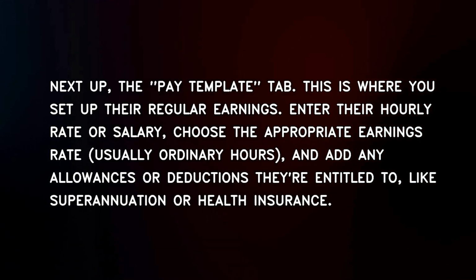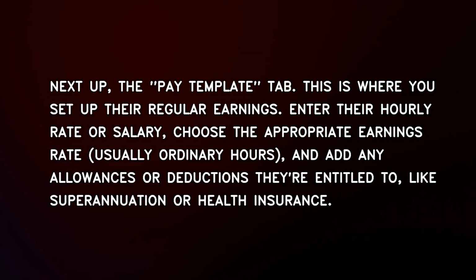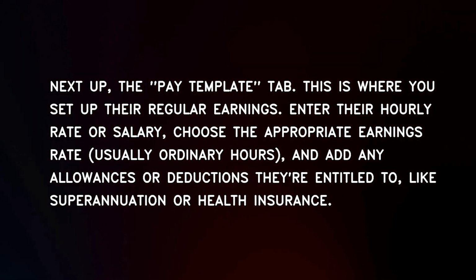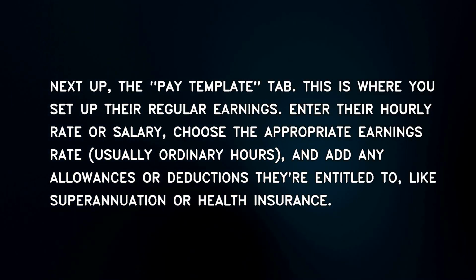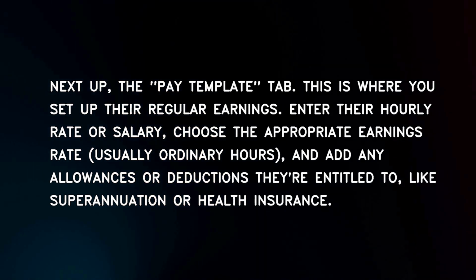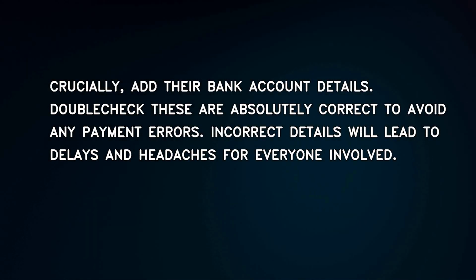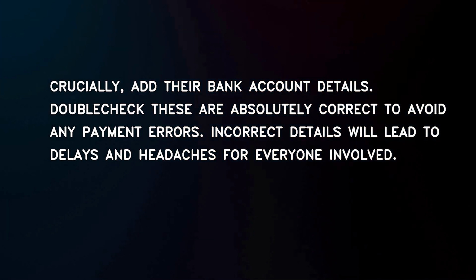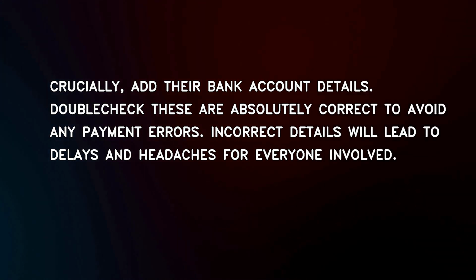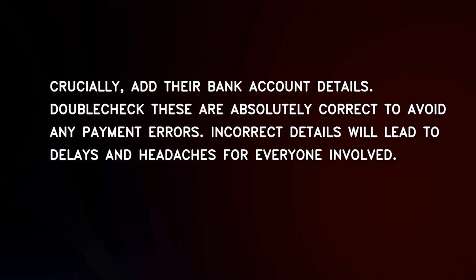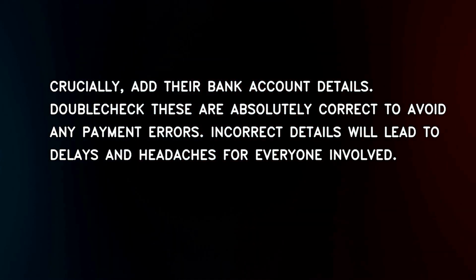Enter their hourly rate or salary, choose the appropriate earnings rate, usually ordinary hours, and add any allowances or deductions they're entitled to, like superannuation or health insurance. Crucially, add their bank account details. Double-check these are absolutely correct to avoid any payment errors. Incorrect details will lead to delays and headaches for everyone involved.